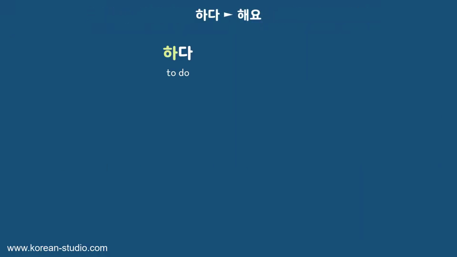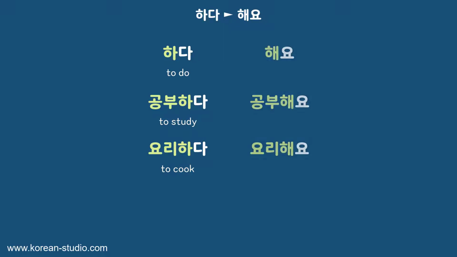The verb 하다 can be used on its own, but it's also used in many other verbs by combining with nouns that relate to that action, such as 공부하다, to study, and 요리하다, to cook. And in all the verbs that use 하다, we simply change 하다 to 해요. So 공부하다 becomes 공부해요, and 요리하다 becomes 요리해요. So do keep that in mind.